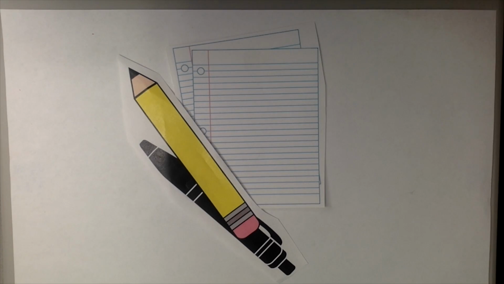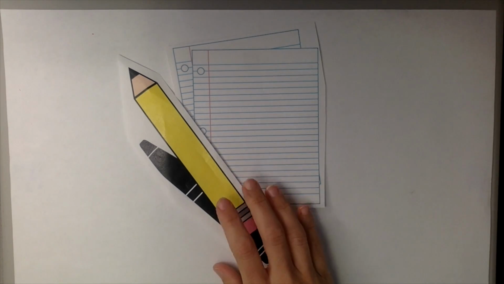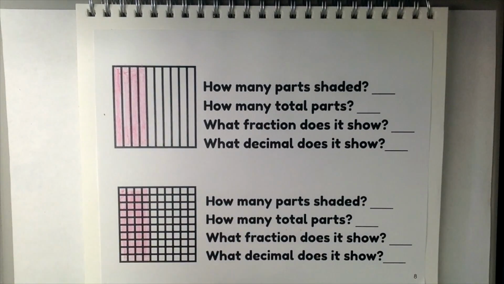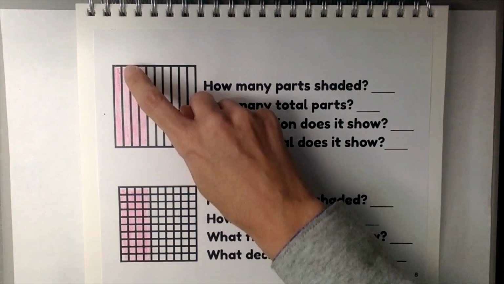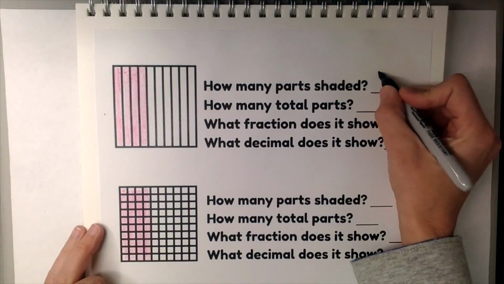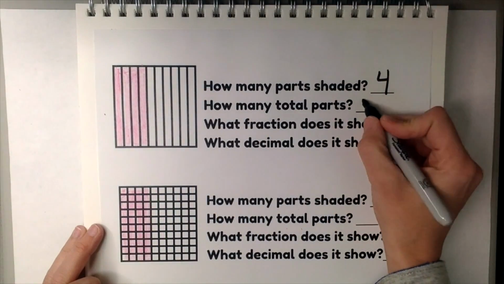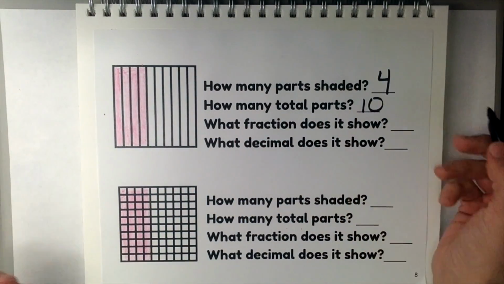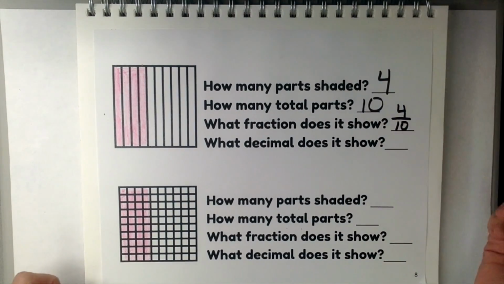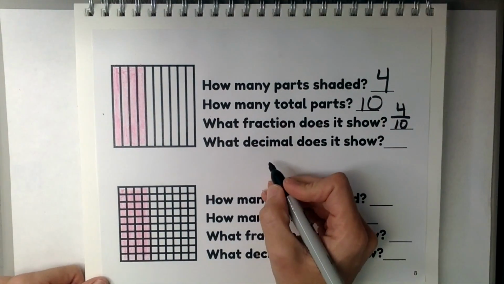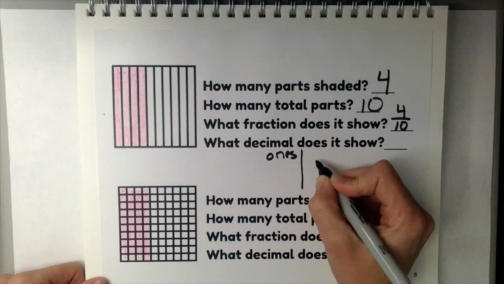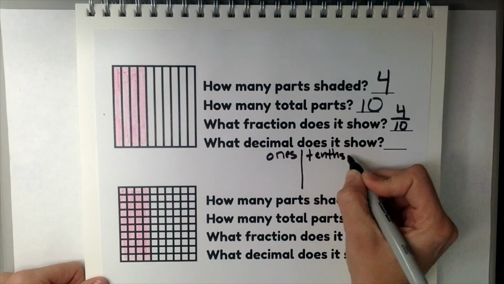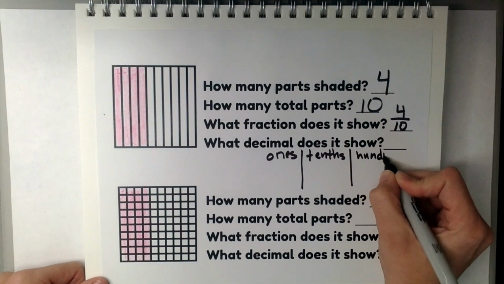Okay, grab your paper, pencil, writing tool, and let's get started on some decimal identification. So this shows a grid and it has 10 parts. It says how many parts are shaded. So let's look, 1, 2, 3, 4. So we have 4 shaded out of 10 total parts. So what fraction does that show? We know that, 4 out of 10. So what decimal does that show? So if we're thinking about our place value chart, we can draw one right here. Ones, then we have tenths, and then we have hundredths.